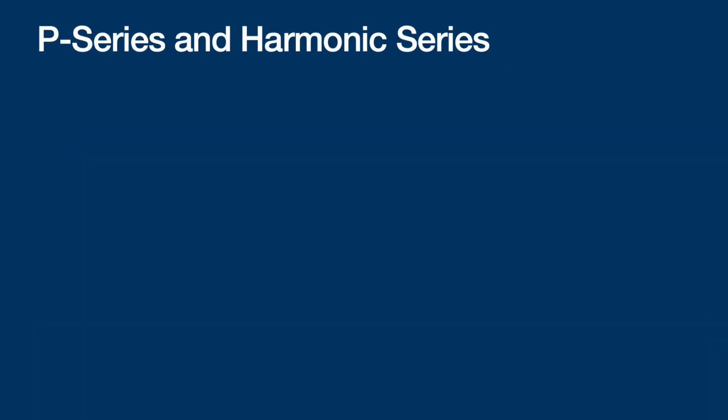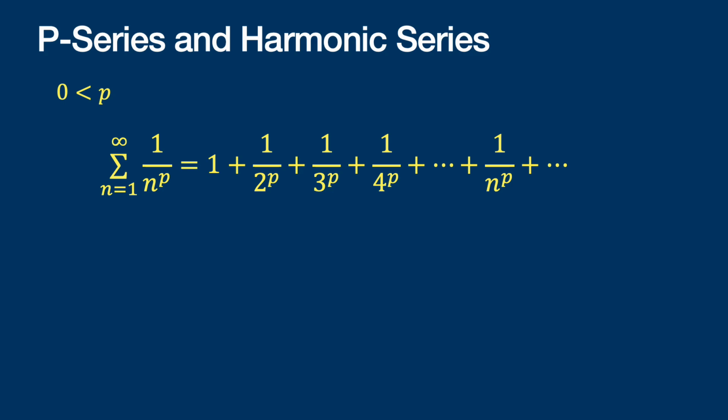I want to talk about the P series and the harmonic series. Those are very important series in the next lecture. So what is a P series? P is always positive, guys. The P series is the summation from n equals 1 to infinity of 1 over n^p: 1 plus 1 over 2^p, plus 1 over 3^p, plus 1 over 4^p, up to 1 over n^p. That's the P series. Remember that, guys. P is always positive.